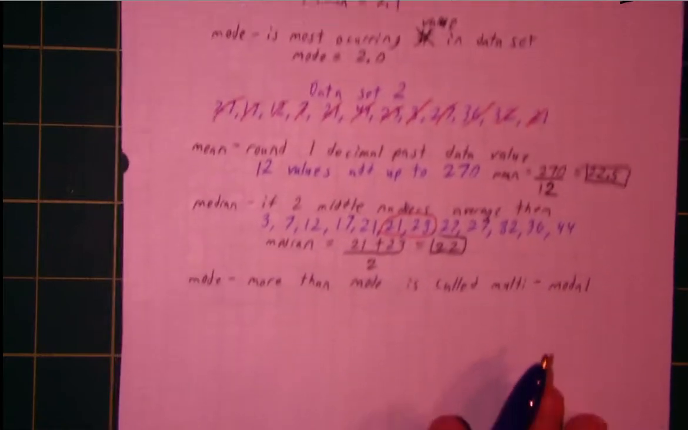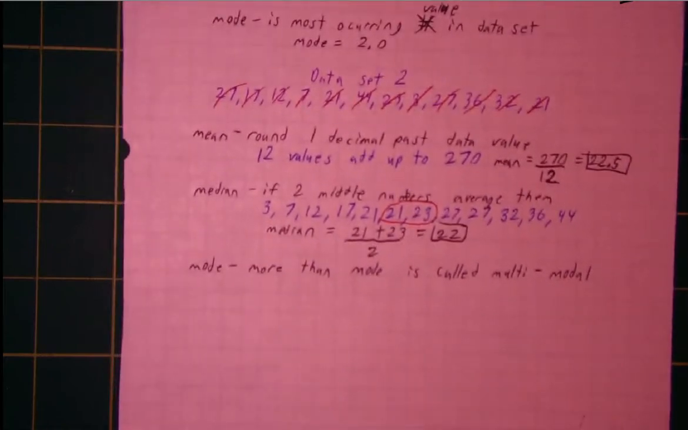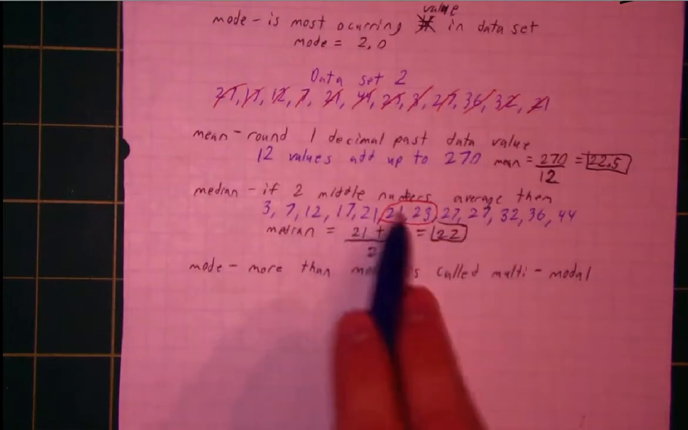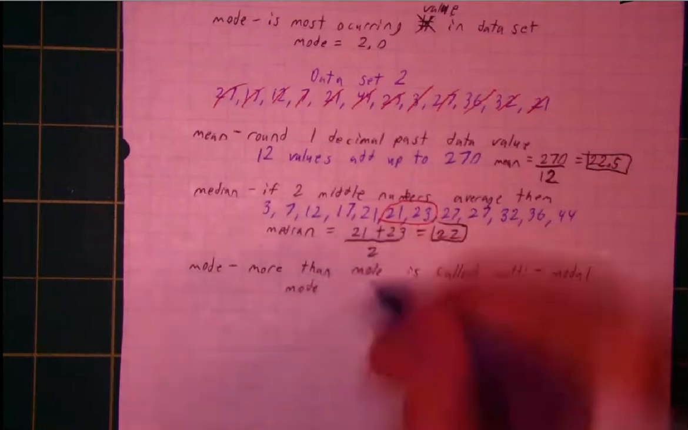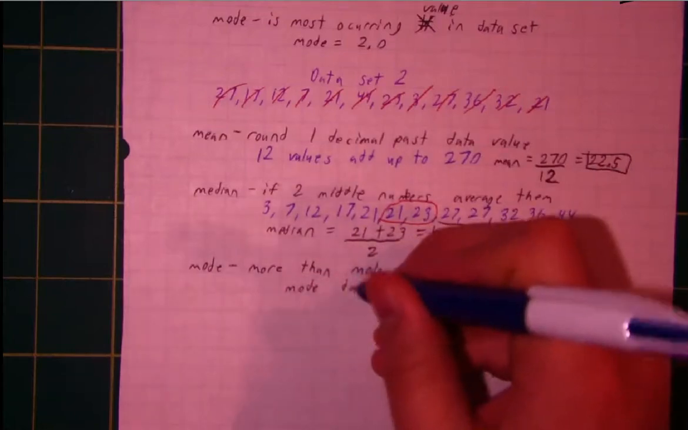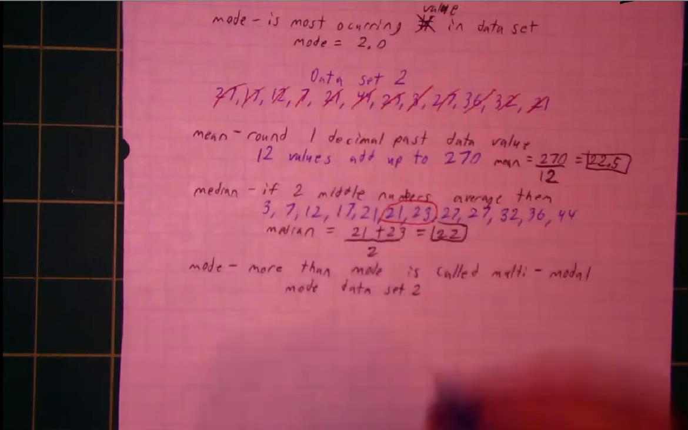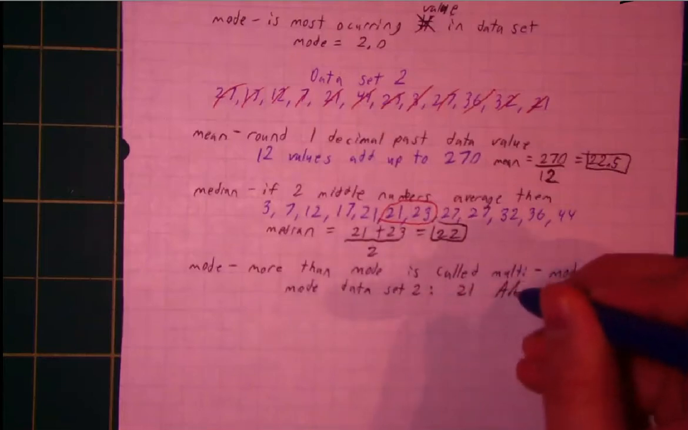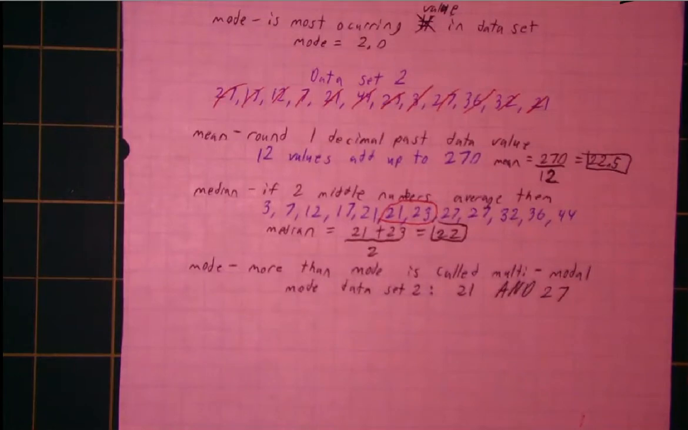Multiple modes. And so how many times do we have a mode? Well, if we look, we have two 21s and two 27s. And so the mode for data set 2 is 21 and 27. We have two modes. And it is possible to have 3 or 4 modes, or even more.